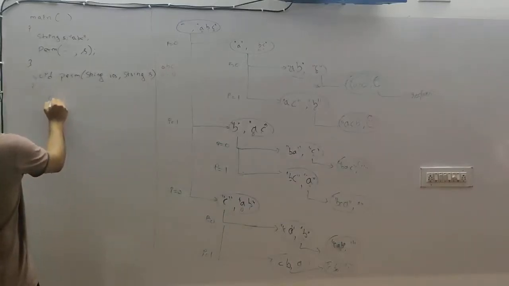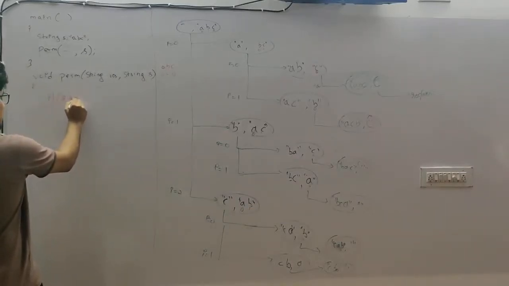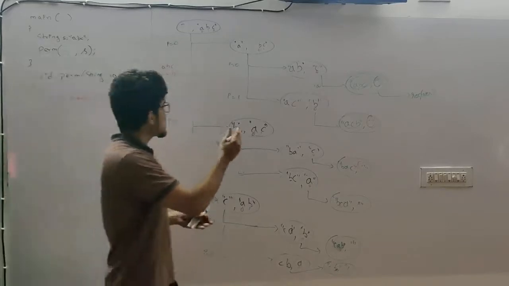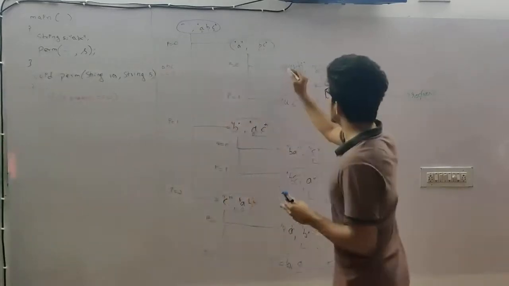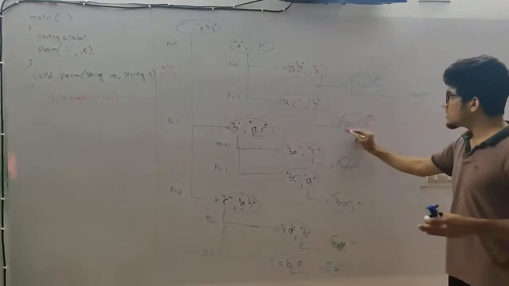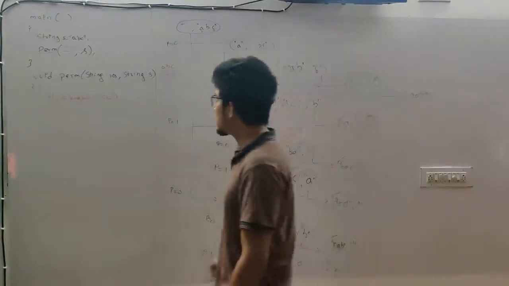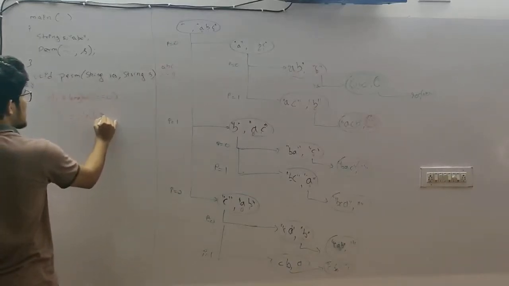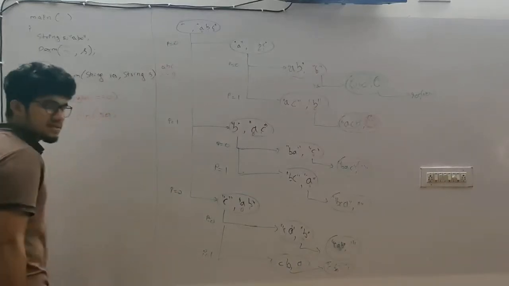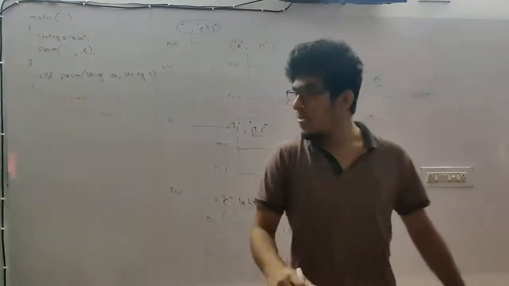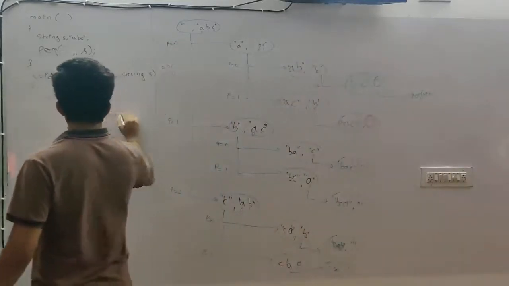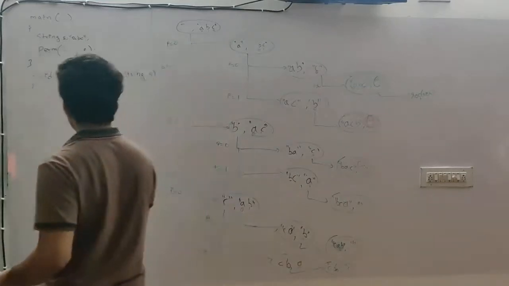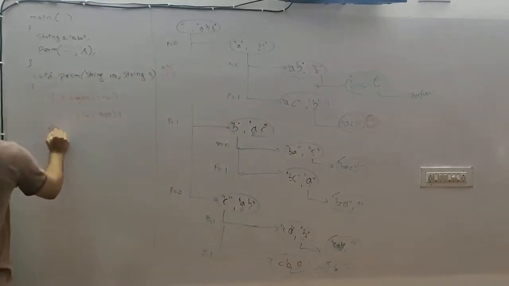Watch. If s.length equals 0. s.length means the second parameter. If the second parameter is 0, then print the first parameter. That's why here I write System.out.println. Print what? The first parameter, result res. Base condition done. What if the string length is not 0? Then for this, there is an else part.